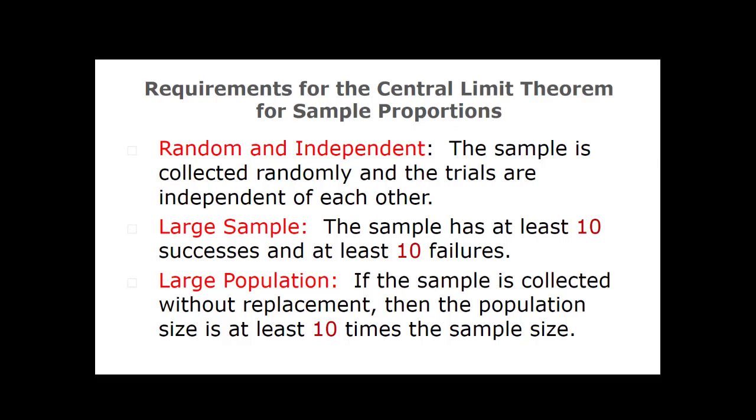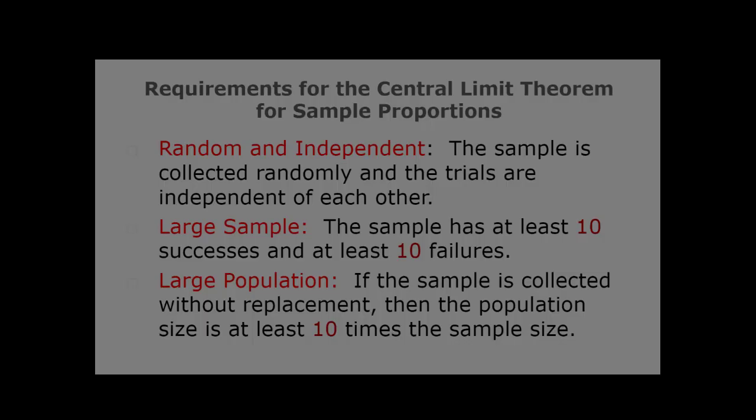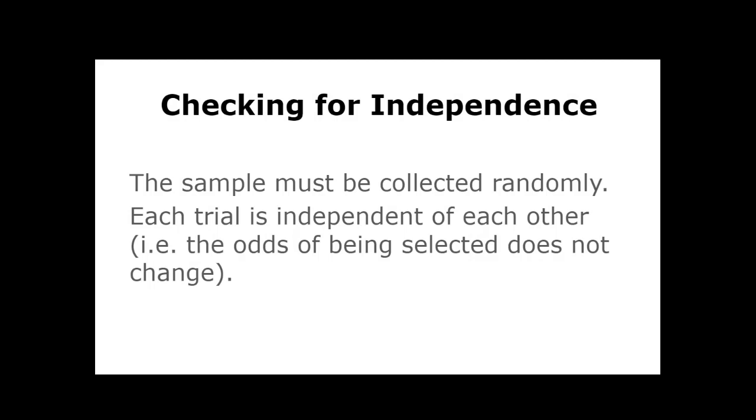So let's unpack these a little bit more easily. First, let's talk about checking for independence, okay? First of all, the sample has to be collected randomly, has to be at random. And each trial has to be independent of one another, meaning that the odds of being selected, right, a participant or an object or whatever it is being selected does not change from one sampling to another.